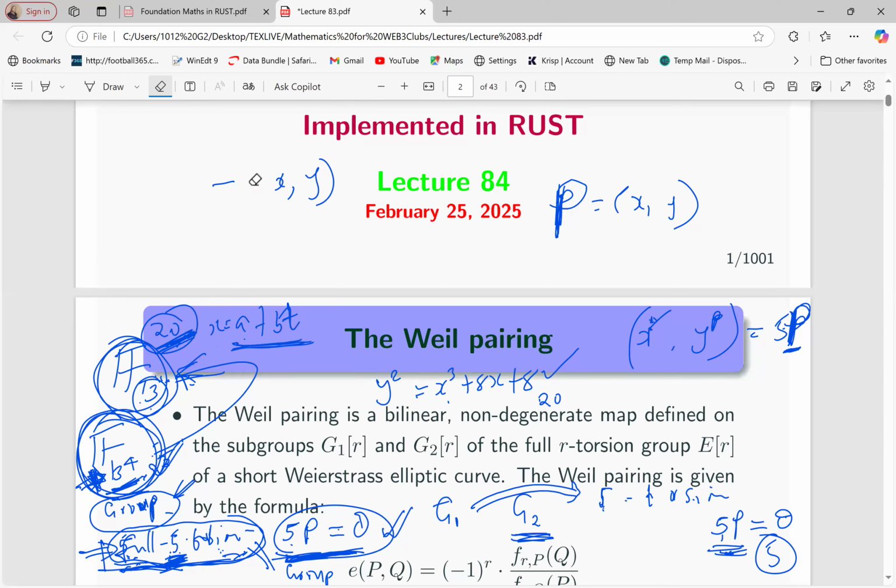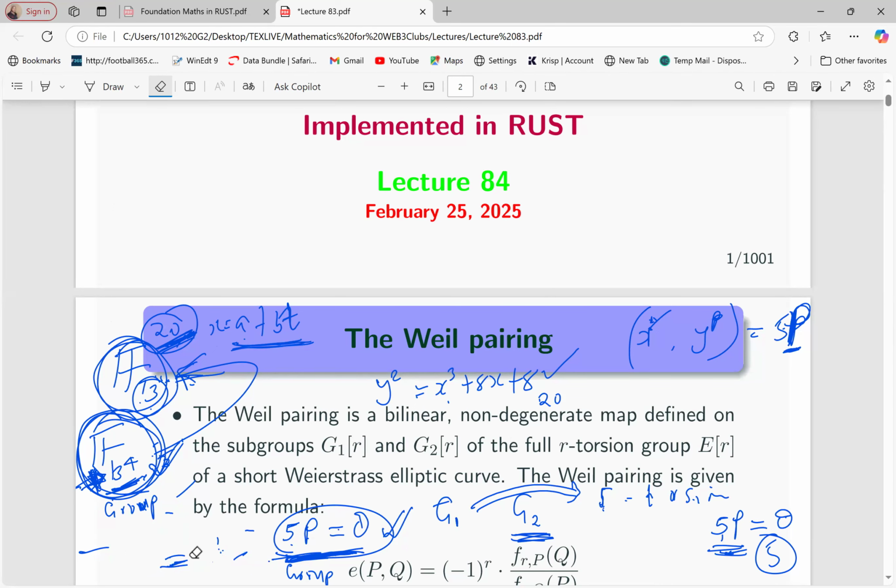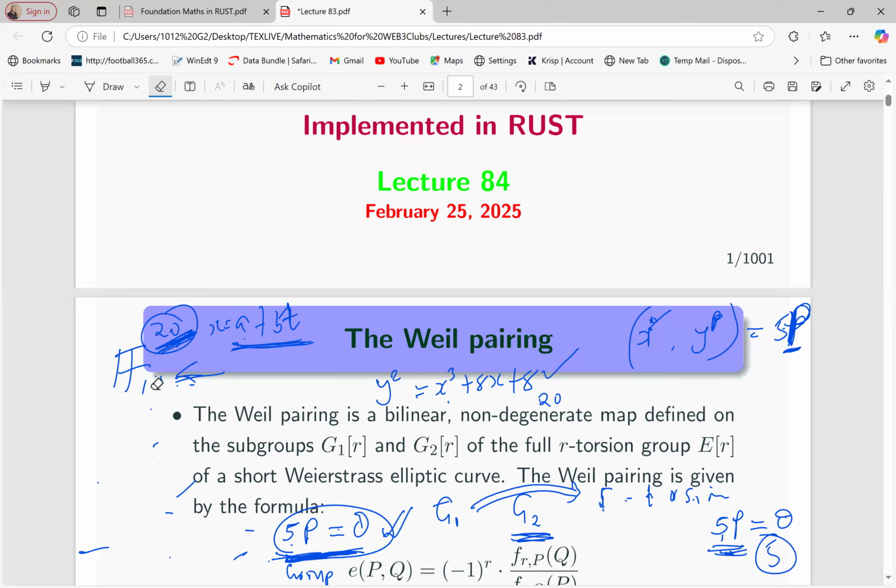Now, we have group G1 and group G2. We are ready to do Weil pairing, because you must have those two groups to do Weil pairing. So what does it say, therefore? What does Weil pairing say?